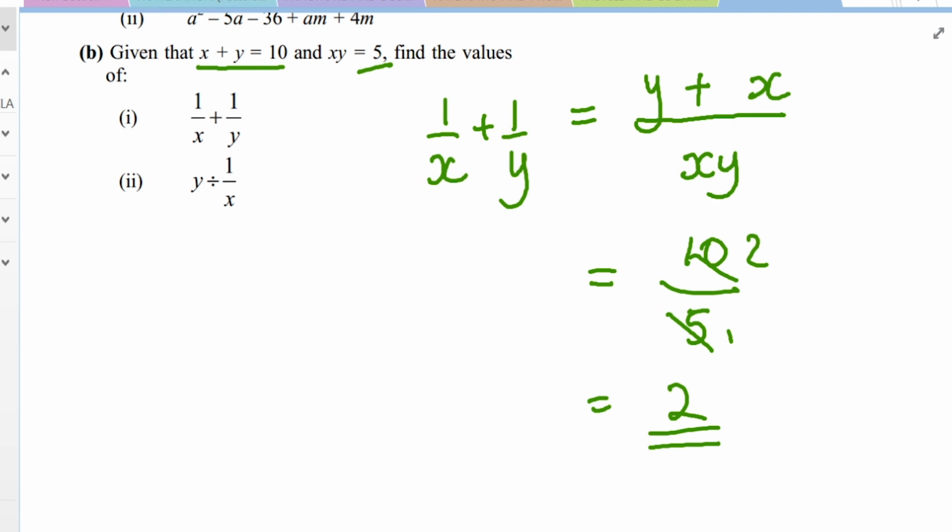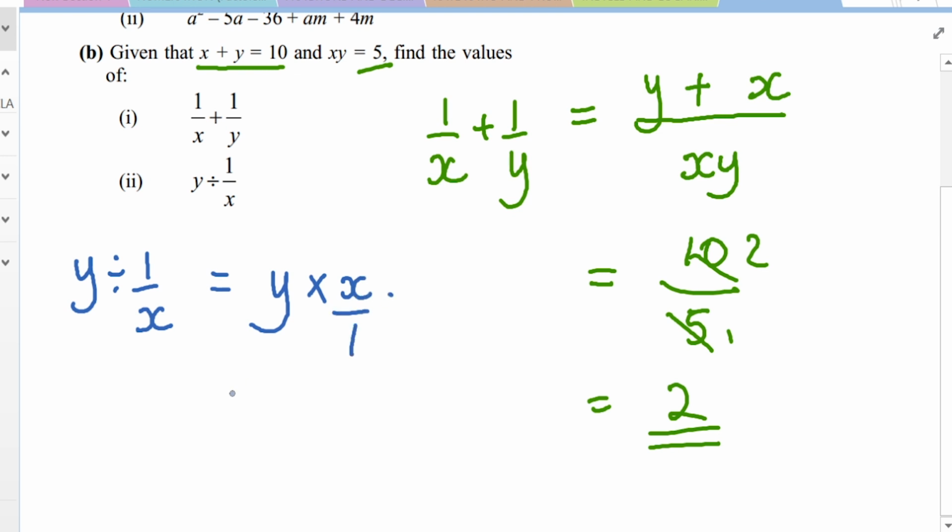Then let's look at Roman 2. Roman 2 here says y divided by 1 over x. This is equal to y. Find the reciprocal of this, so it's going to be times x over 1. That is going to be equal to yx, and this is going to be yx, so this is 5.